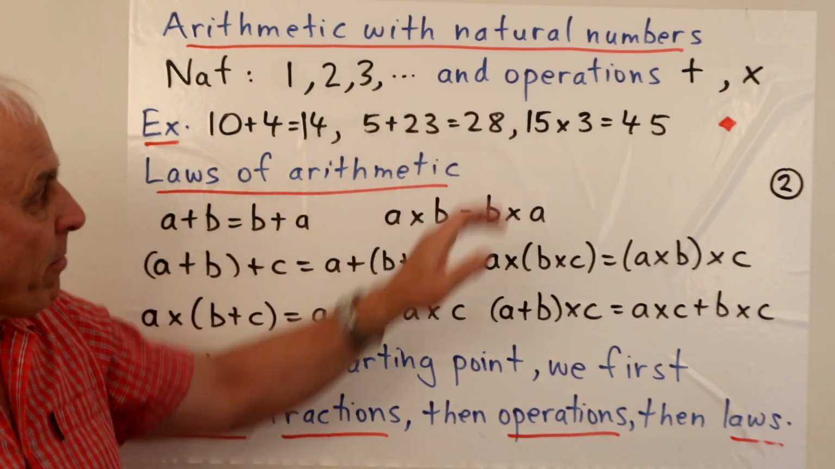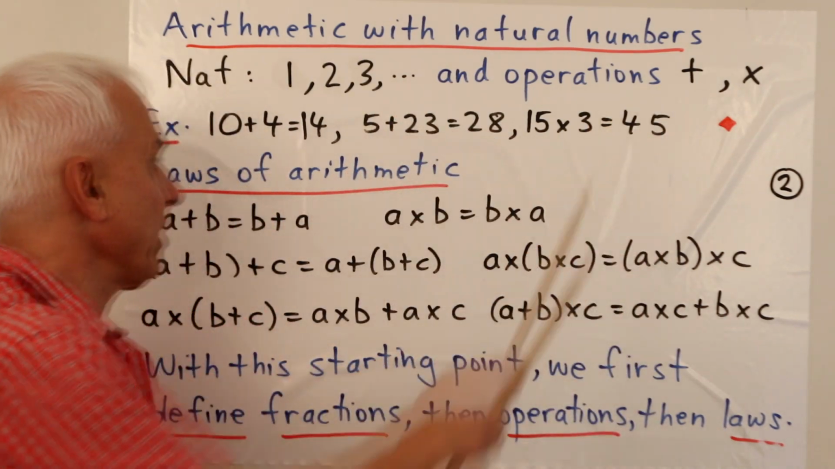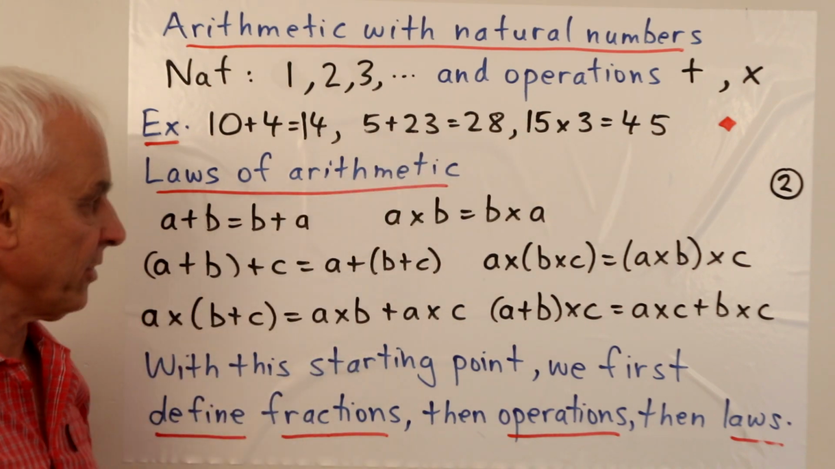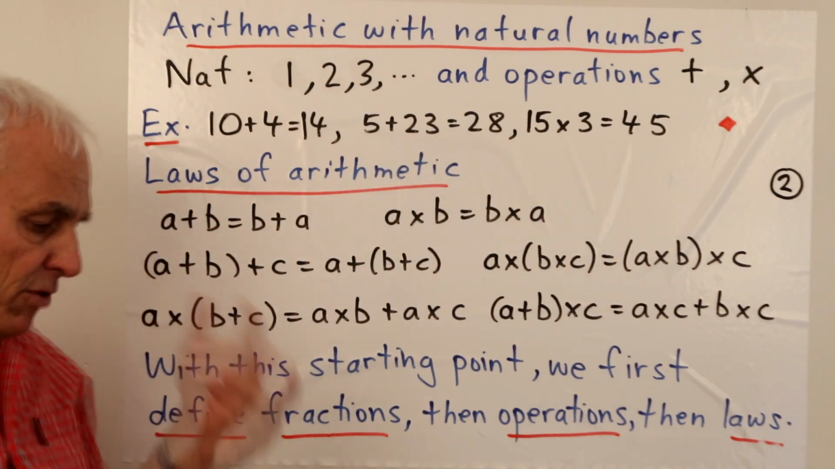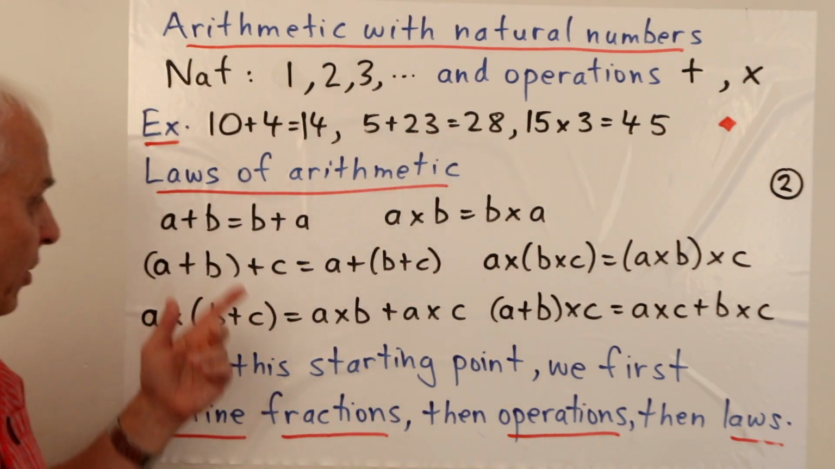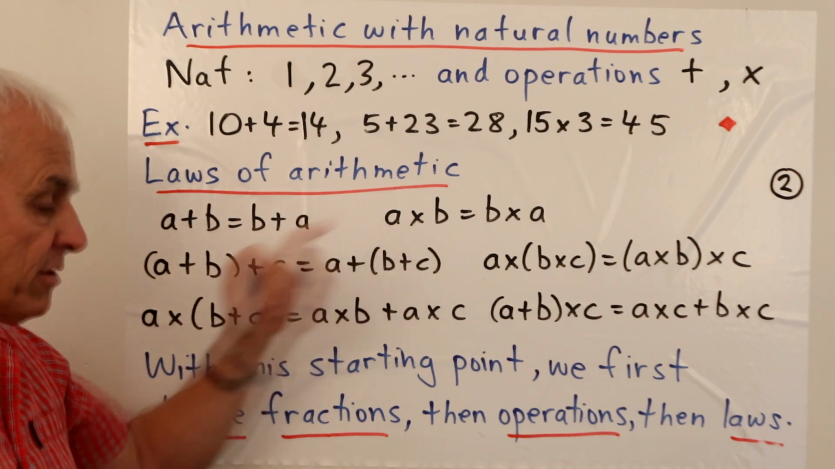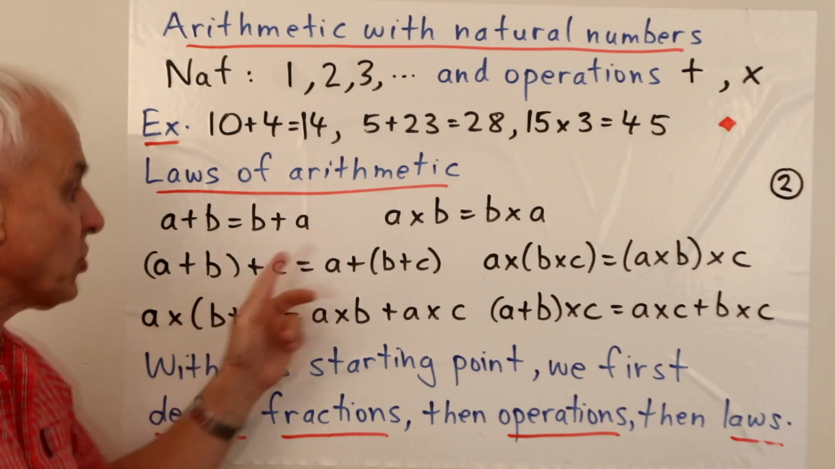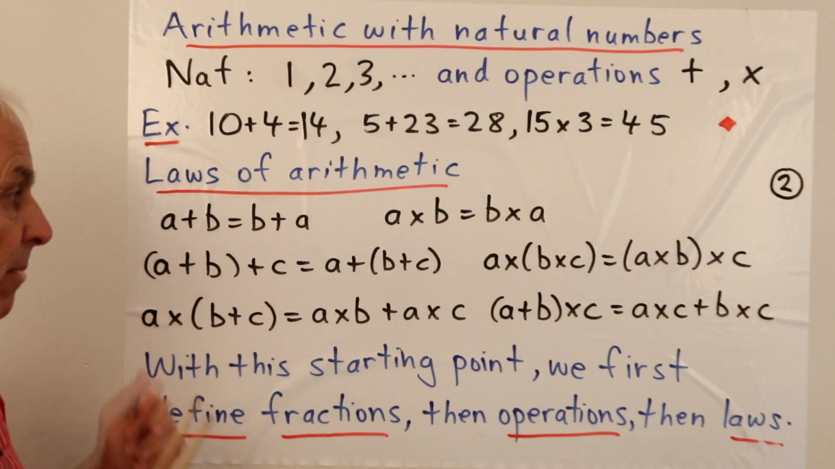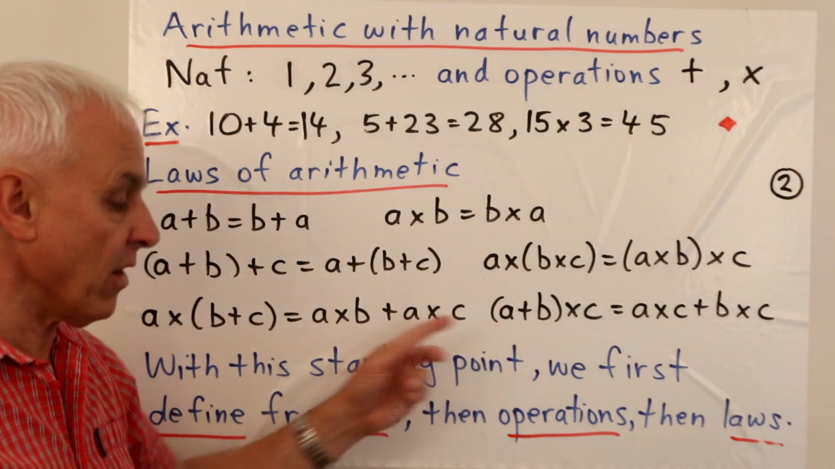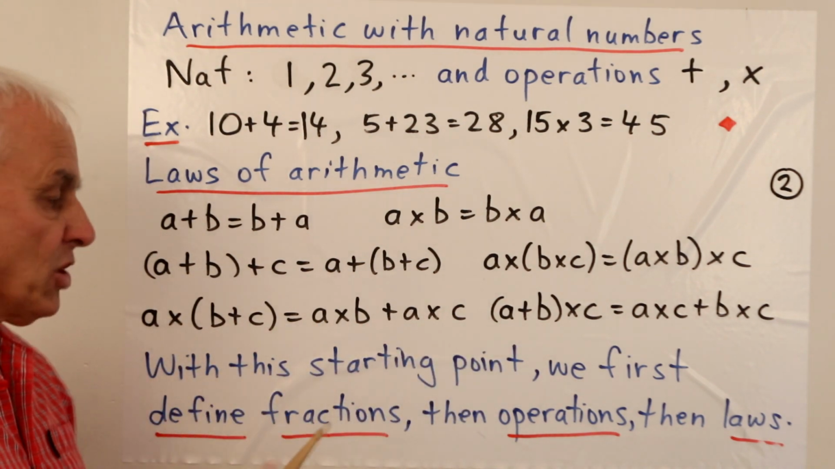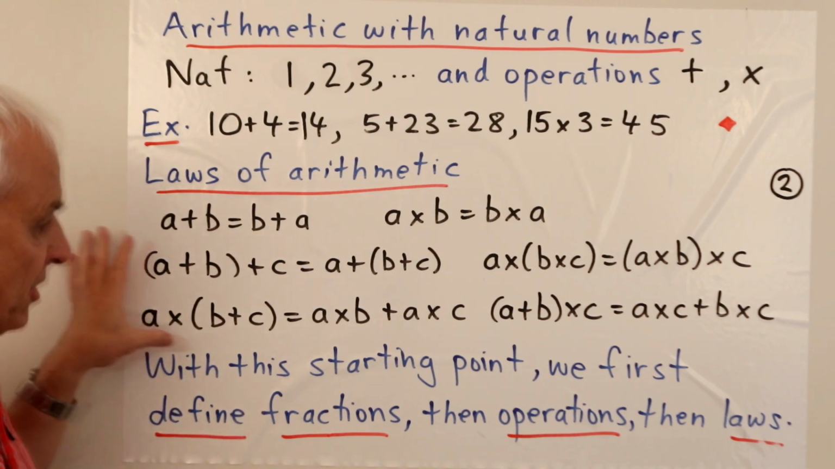And the primary operations are addition and multiplication, for example, these familiar examples. And the laws of arithmetic for natural numbers, well, there's the commutative law that applies to both operations. There's the associative laws, which apply to both operations. And then there's the distributive laws that connect the addition and the multiplication. So this is our starting point.